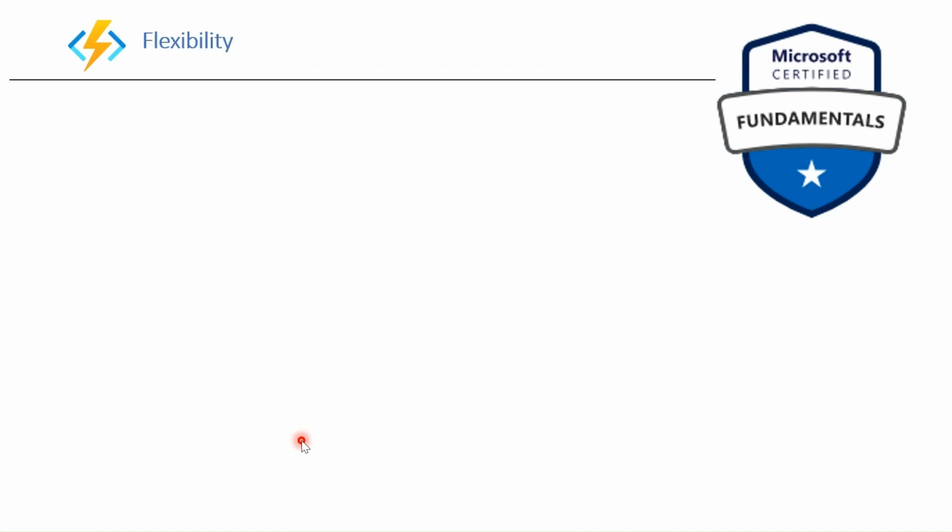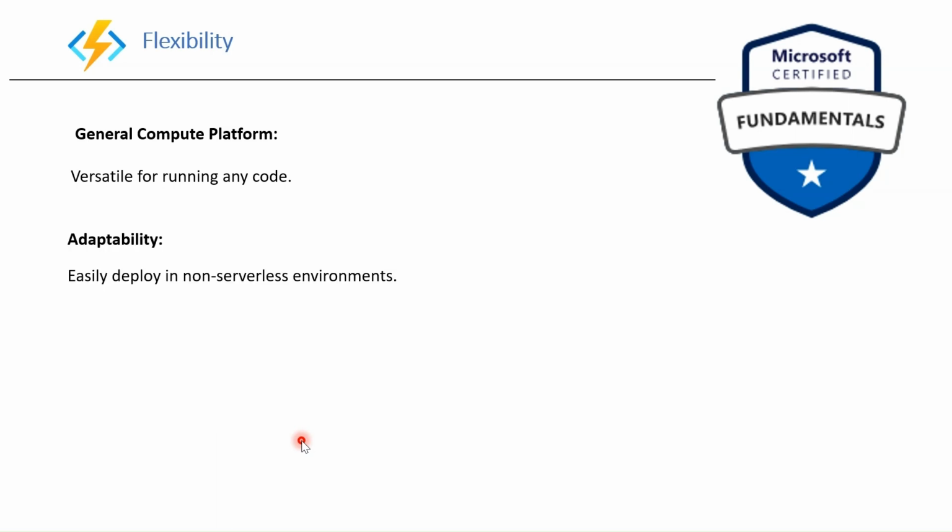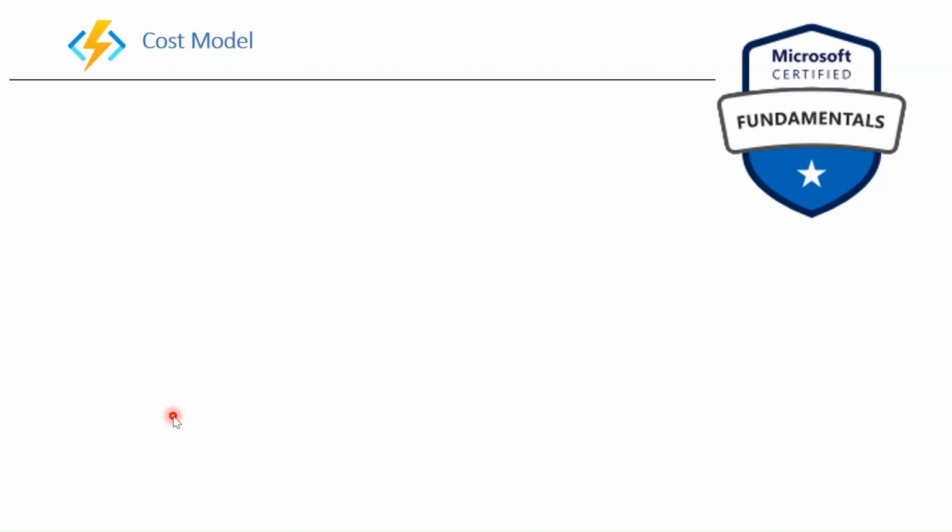Right. Let's look at the flexibility aspect of Azure function. So it's a general compute platform, versatile for running any code. You can run any code, and easily deploy in non-serverless environments as well, such as AKS. Scaling options: managed scaling, run on virtual networks, or isolated functions. So it manages the scaling, and it runs on virtual networks or isolated functions.